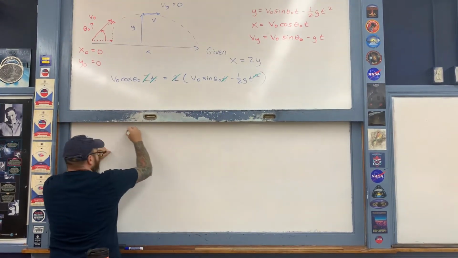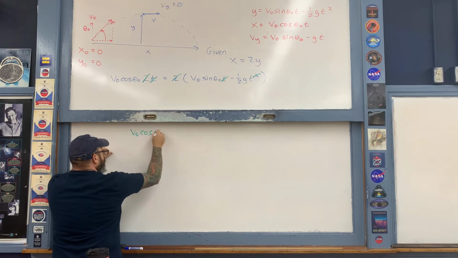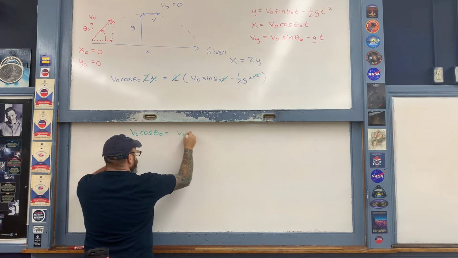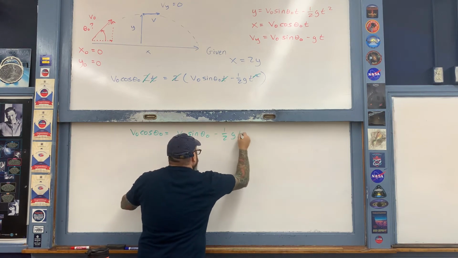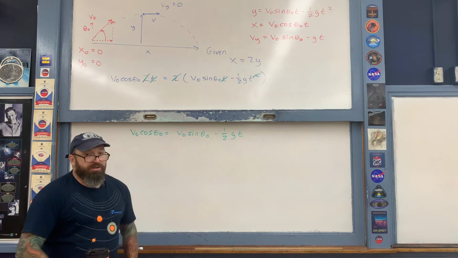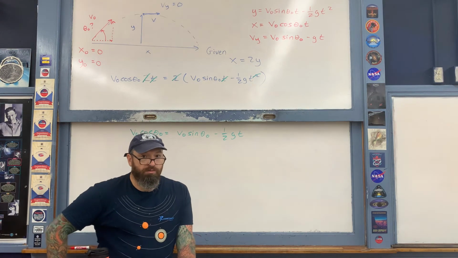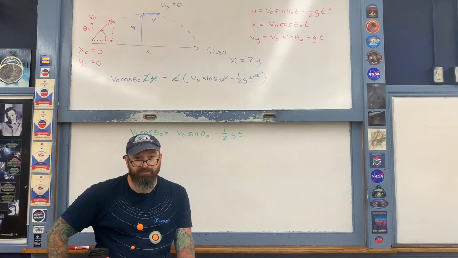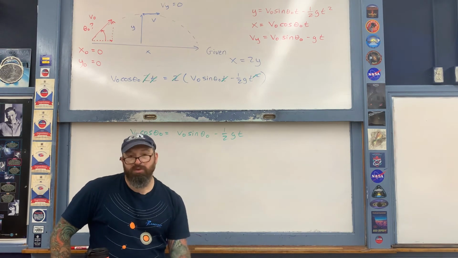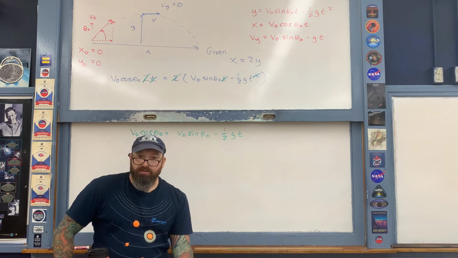Okay, let me rewrite what I have at this point. Like so. And if you look at this expression here, you'll notice that there are 2 unknowns, the time t, which we don't care about, and the angle theta naught that we're trying to find. So what do I do at this point? Well, we have to get rid of the time.